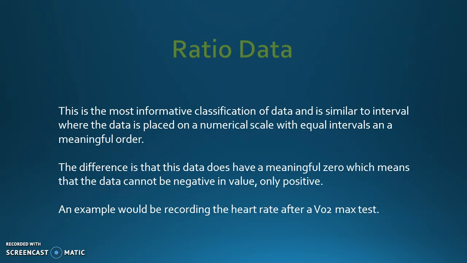The last classification of data is ratio data. This is the most informative classification and is similar to interval, where the data is placed on a numerical scale with equal intervals and a meaningful order. The difference, however, is that the data does have a meaningful 0, which means that the data cannot be negative in value, it can only be positive. So an example would be recording the heart rate after a VO2 max test, because heart rate can never drop below 0.